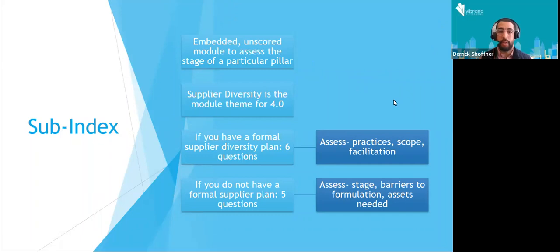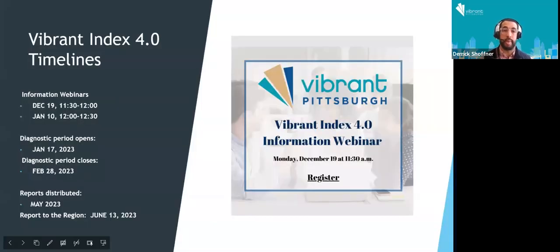Moving on to timelines, what you can expect from here. We are at the final information webinar. So from here, what you can expect, and these are key dates of note, so I encourage you to write these down, but also take a screenshot if you would like as well. The diagnostic period, hopefully this is not a surprise. Many of you have received many emails from me directly, but the diagnostic period starts a week from today, January 17th. The diagnostic period will stay open for 6 weeks, in which you can use those entire 6 weeks to complete the diagnostic.